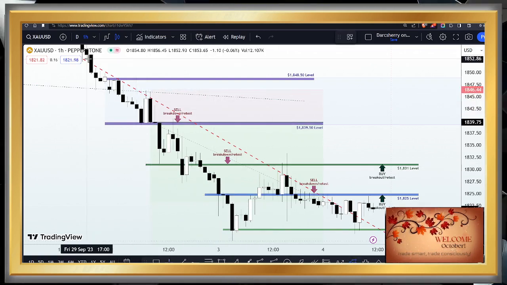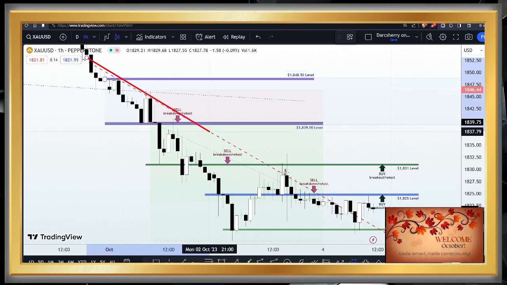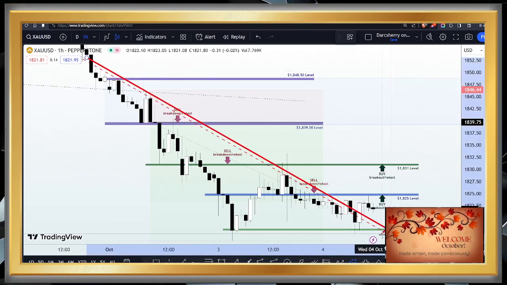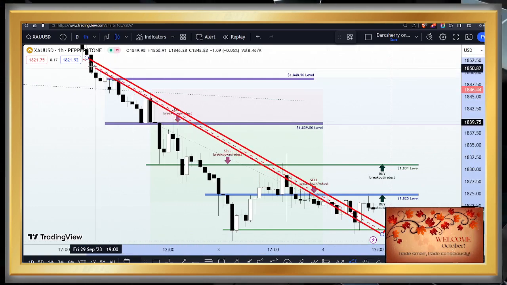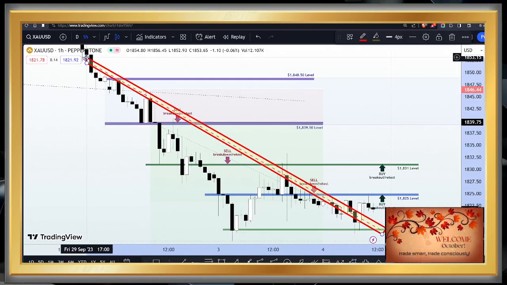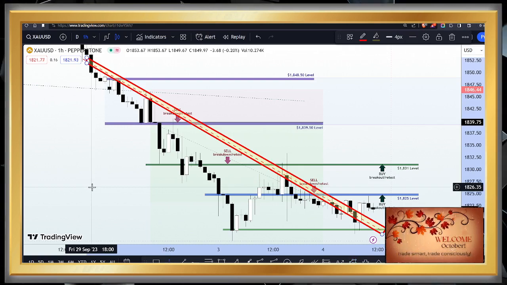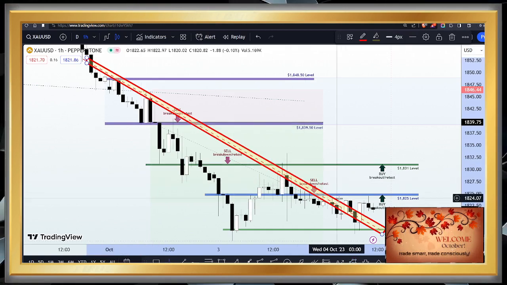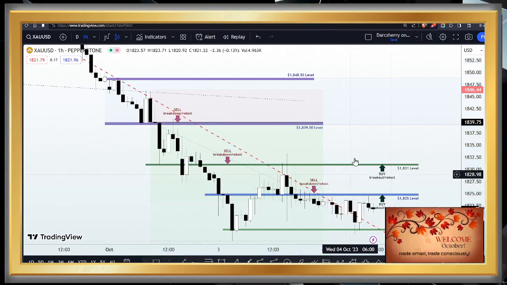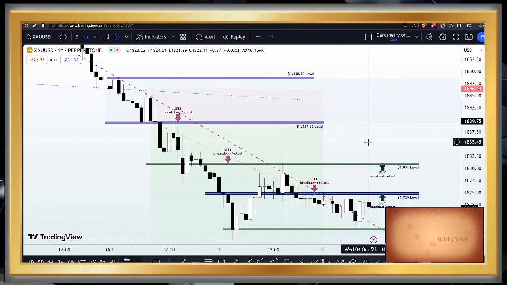Now, we connected a series of lower highs since last week Friday, giving us this beautiful descending trend line, and we agreed here that as long as price remains below that descending trend line, we will hold on to a bearish bias, and that the only condition that will make us buy the XAUUSD is for price to break out of that structure. And in fact, since the beginning of the week, we saw how price has been respecting that trend line to the downside.